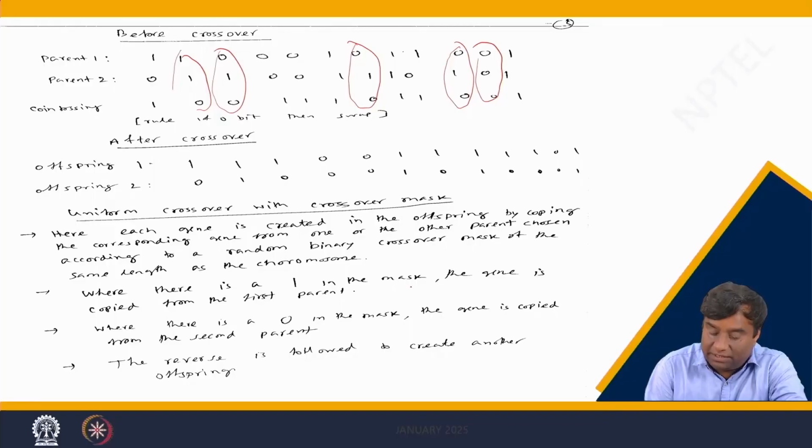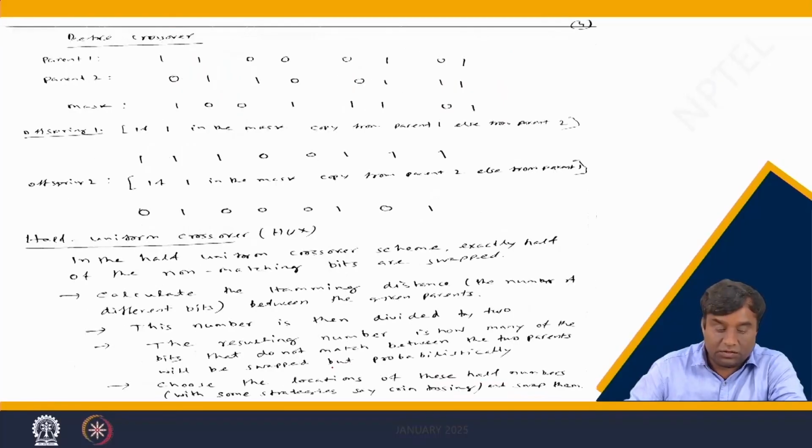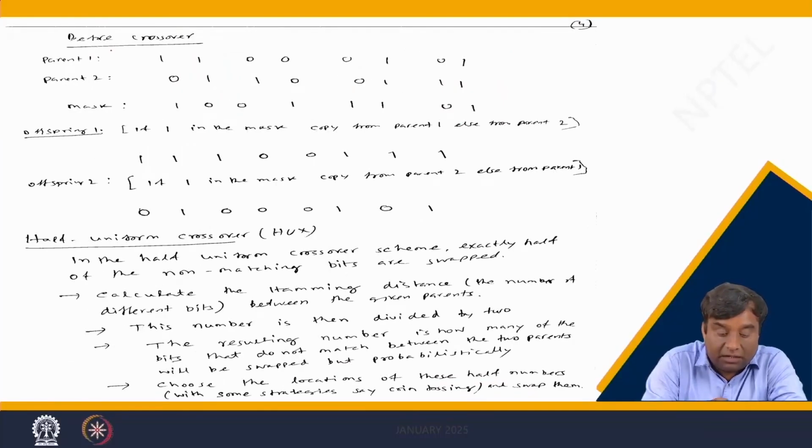When there is a 1 in the marks, the gene is copied from the first parent. When there is a 0 in the marks, the gene is copied from the second parent. The reverse is followed to create another offspring. So here, before crossover, this is 1 0 1 1 0 1. These are the two parents before crossover. The marks are 1 0 0 1 1 1 0 1.